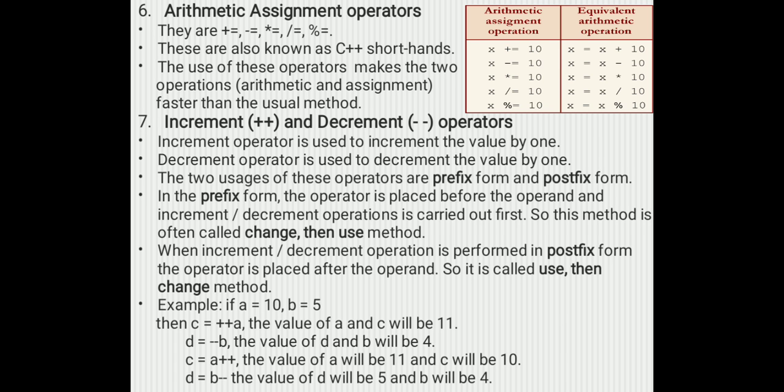In the case of D equal to B minus minus, it is also the use then change method. Decrement the value of B by 1, so B equal to 5, 5 minus 1, 4. So the value of B will be 4 and D will be 5.